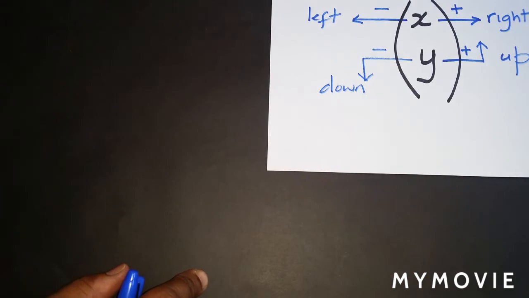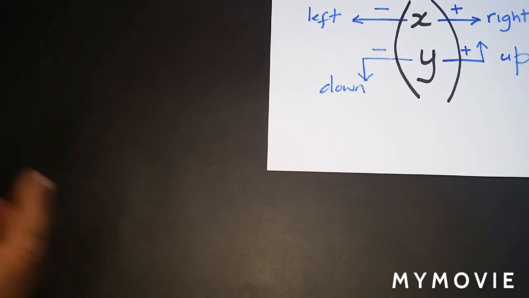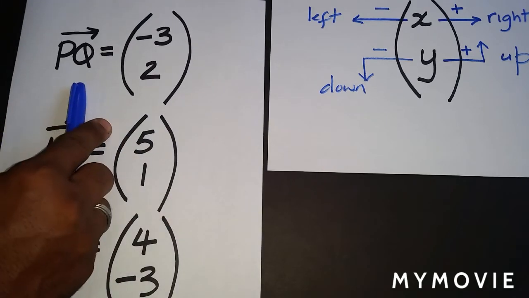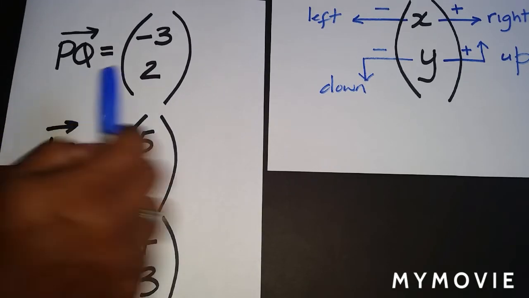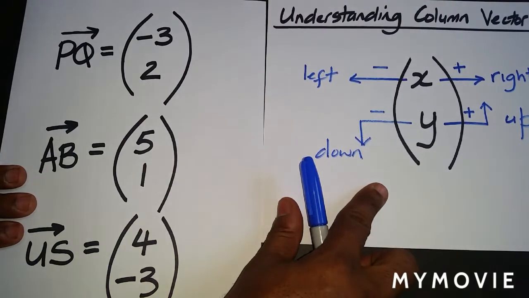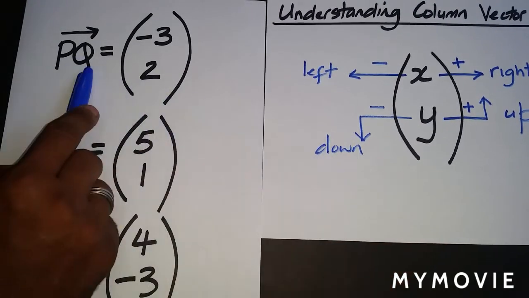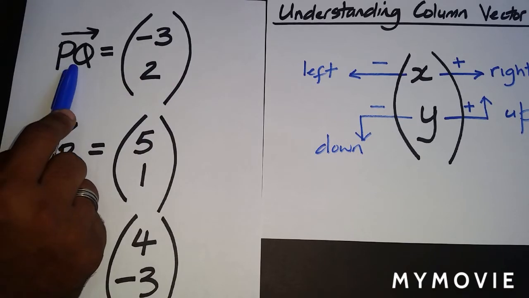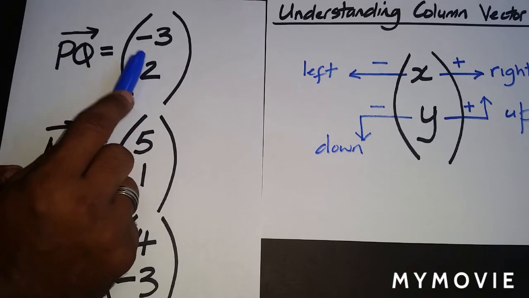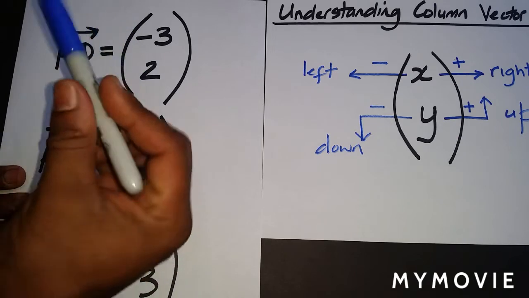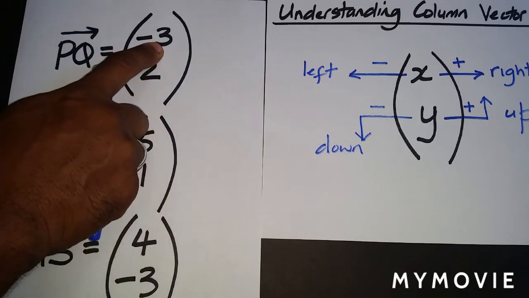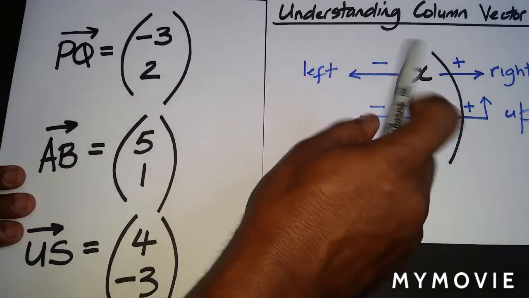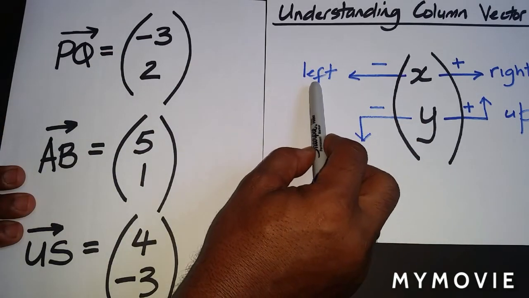Now, let's take a look at what is happening here with these vectors. Let's look at this first vector. This first vector is called PQ. Based on what we're saying here, how is vector PQ moving? Clearly, P is the foot and Q is the head. Now, it has -3 at the top. So that's the first number you look at, the number at the top. It's a negative value, and if it's a negative value, that means the vector is moving left.